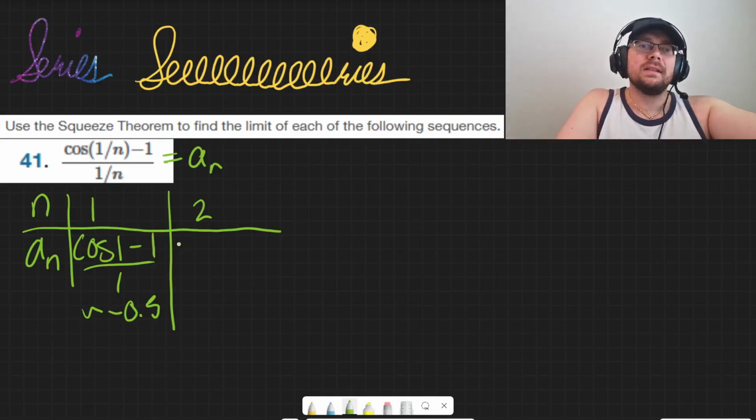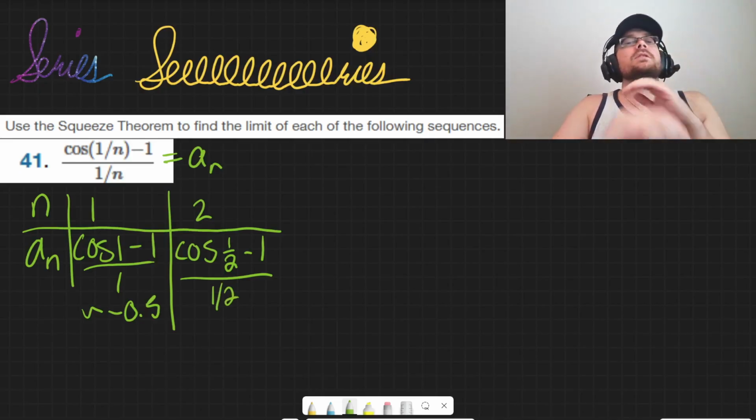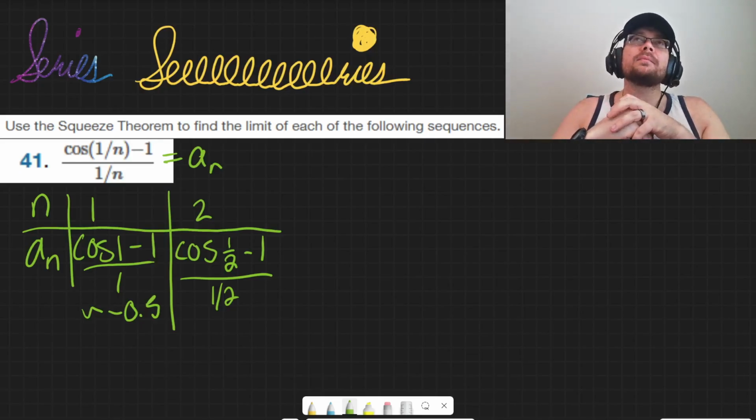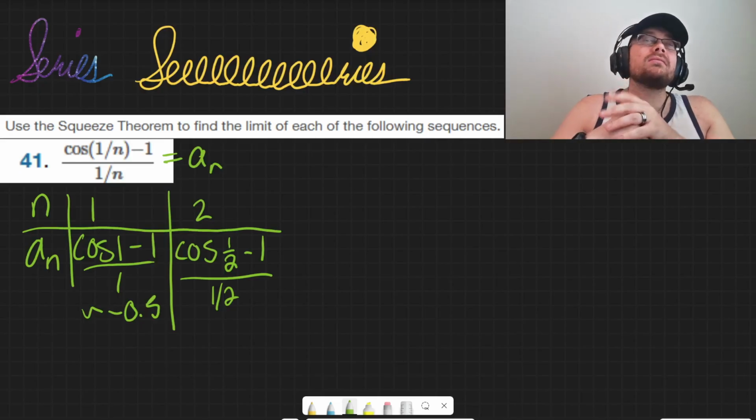Okay, this is where it starts to get a little interesting, I think. Cosine of 1 half minus 1 all over 1 over 2, which is 1 half, or 0.5. Cosine of a half. So it'd be a half of pi thirds, which is pi sixth. Rough estimates here, because pi is about 3, so 3 over 6 is about a half. Cosine of pi sixth is root 3 over 2. Root 3 is about 1.7, half of that is about 0.85. 0.85 minus 1 is negative 0.15.